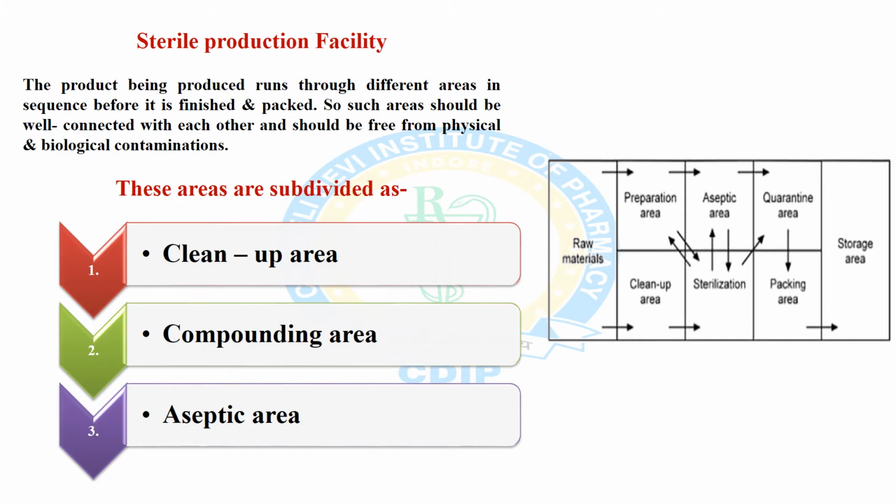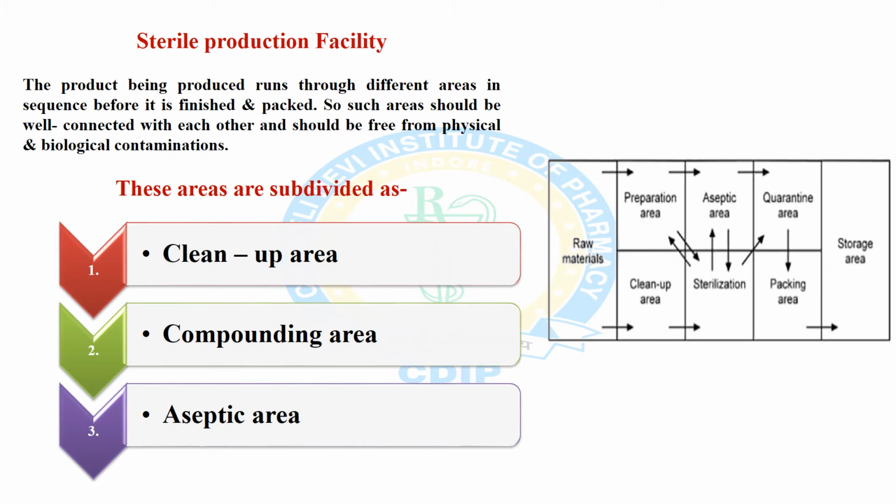Compounding area. This area is a preparation area where the formula is compounded and is not necessarily aseptic. The entire day's required raw materials, which are received from the store, are used according to the type of product with the batch quantity.